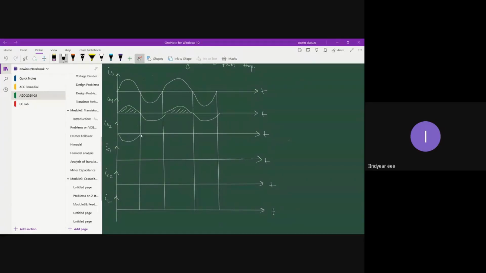So that's your negative half cycle, followed by positive, and then negative half, and then positive half. Okay, so let me shade the region of IB2. This shading simply refers to the conduction duration, the conduction cycle.